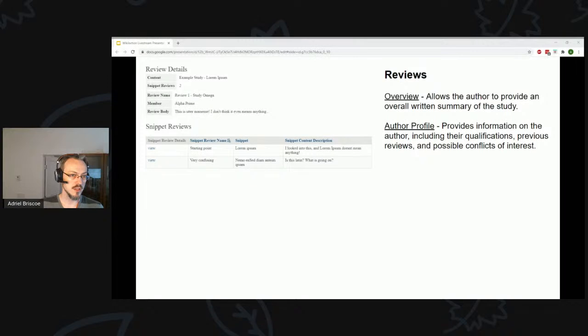So here we've got the overview of a review, which is the typical review that you might see now. So if somebody goes through and does a review of a scientific study, and they write a 1 or a 2 or a 10-page review of that study, the goal is that they can still do that.